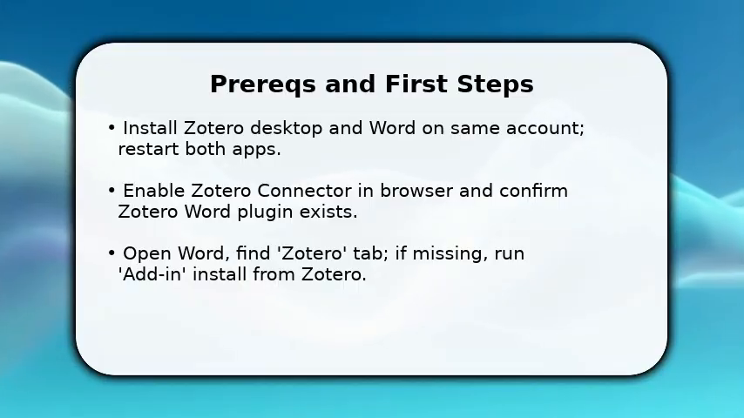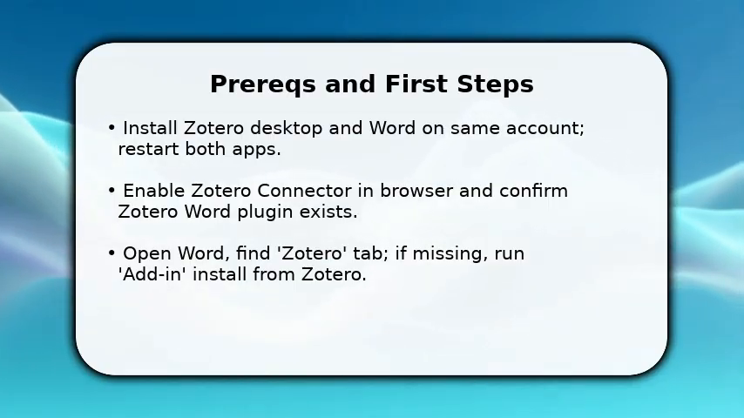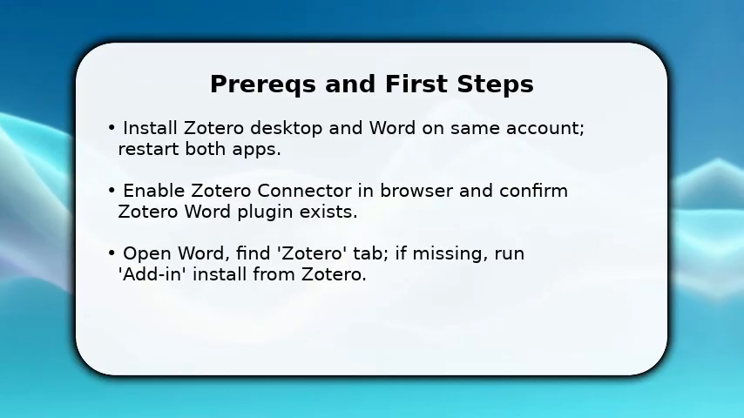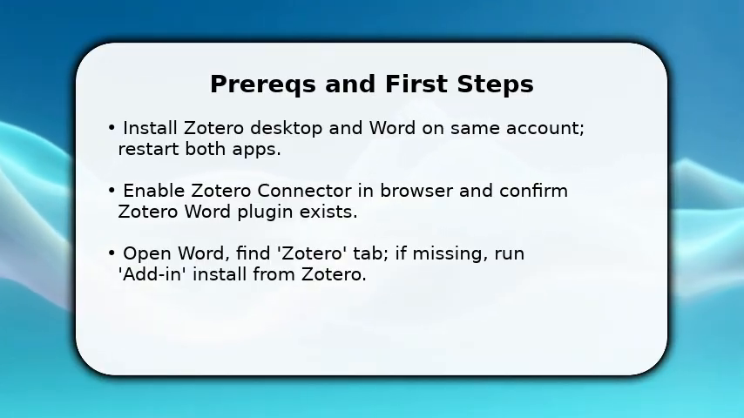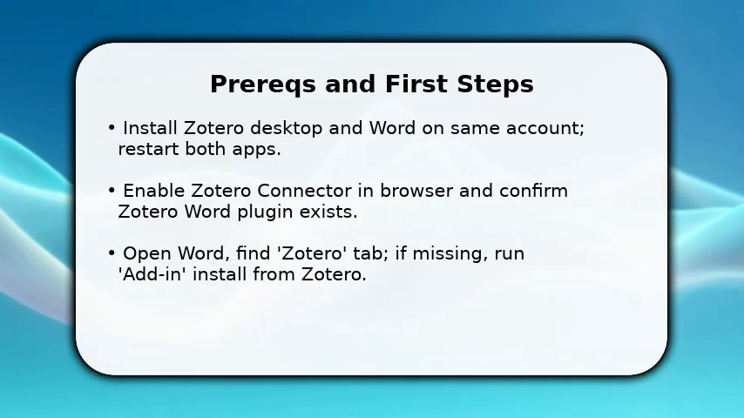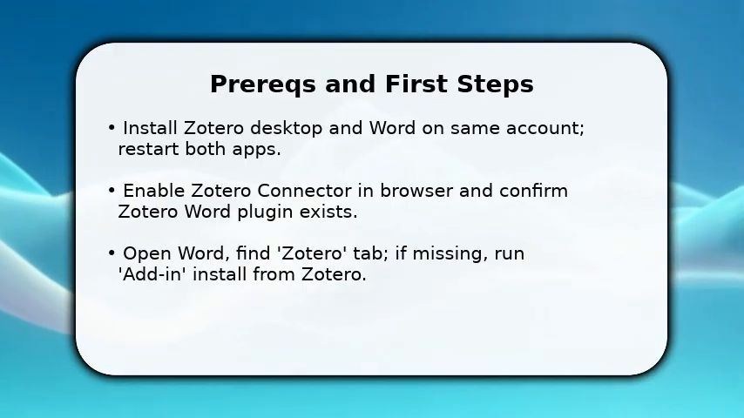You now start with the essentials. Make sure Zotero Desktop and Word are installed and both restarted. Open Zotero and confirm the word processor plugin is installed under Preferences. Once done, launch Word and look for a Zotero tab.